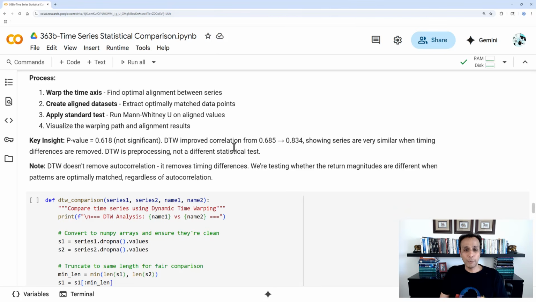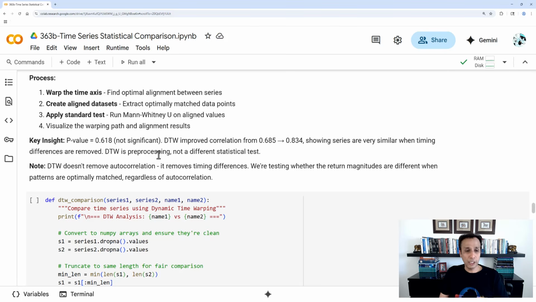Although you'll see that when you calculate the correlation between Apple and Microsoft after time warping, it goes from 0.685. Previously, even prior to the naive test, if you look at the Pearson correlation, one of the first things we did in this code, we got about 0.685. And now we get 0.834, which means the correlation improved, which further tells us that the series are very similar when timing differences are removed, right? So that's one key insight.